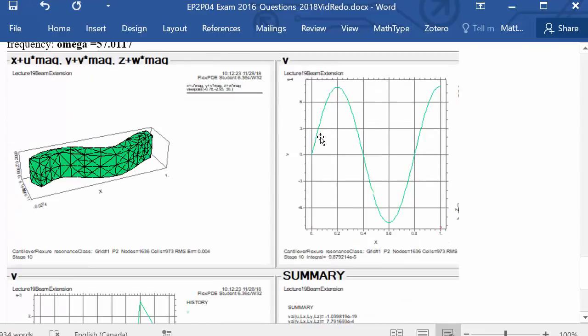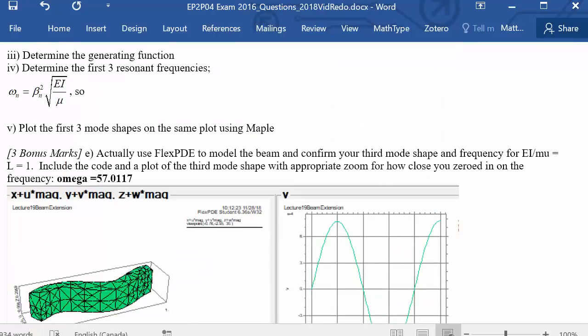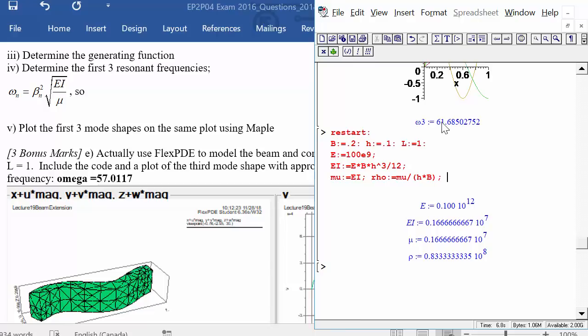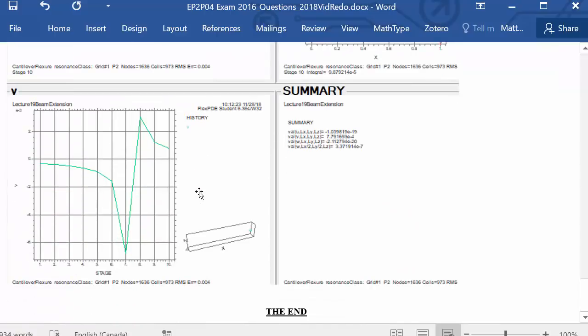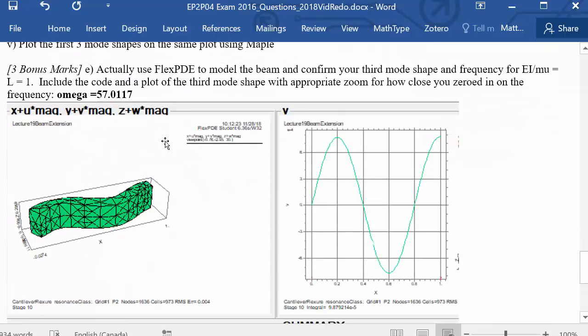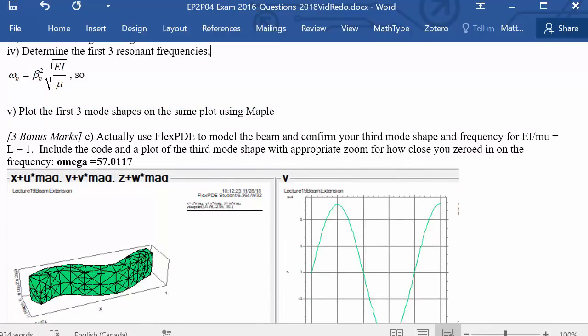Okay, so how did things compare between Maple and Flex? It looks like the calculation we got with Maple was off by a bit. We'd calculated a higher resonant frequency in Maple than we had calculated in Flex this time. The Flex calculated frequency was a little bit lower, but not by a lot.